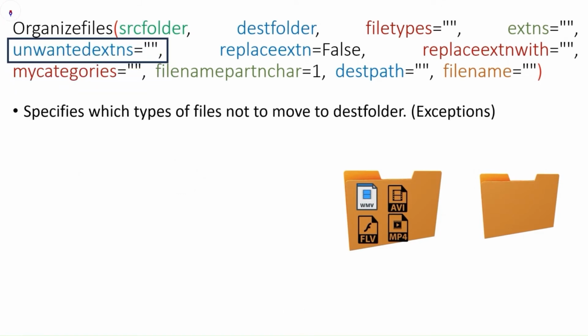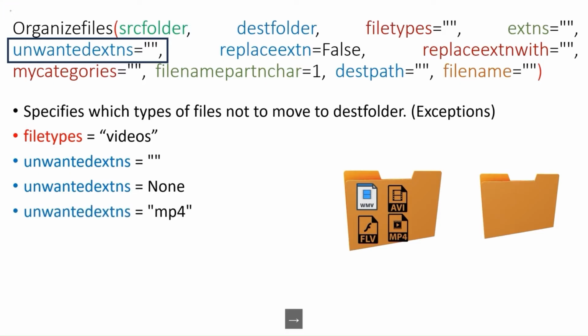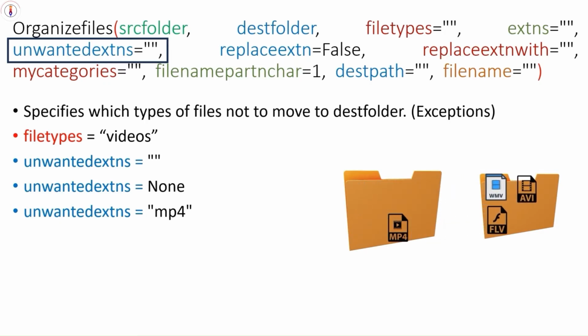Unwanted extensions. Sometimes we want to move all the video files except MP4 or some other extensions. Then you will have to use this parameter. This parameter specifies which types of files you do not want to move to the destination folders. For example, if you want to move all the video files except MP4 files, specify them here. Now it will move all the video files except MP4.